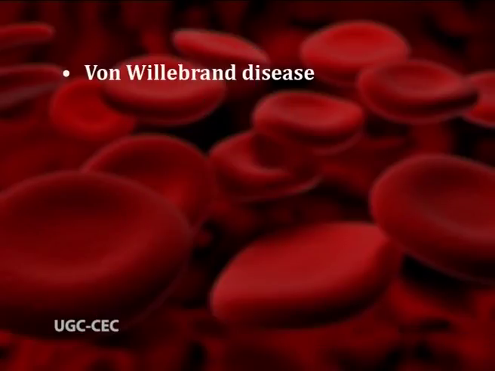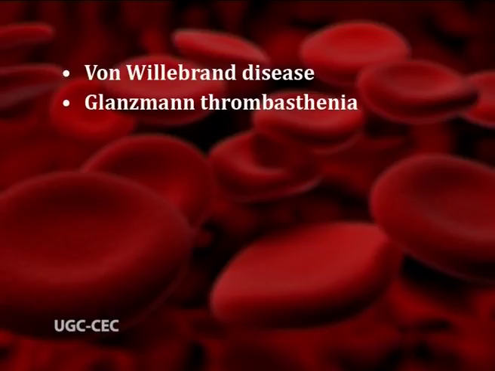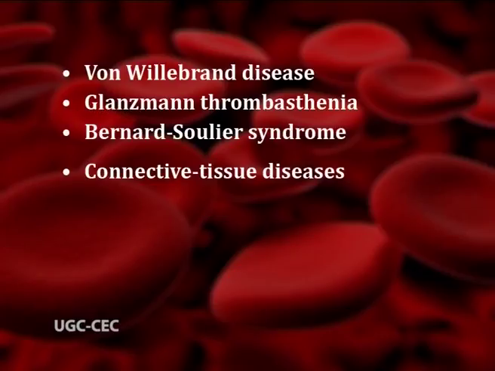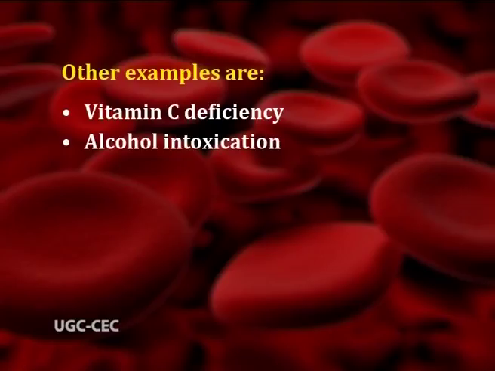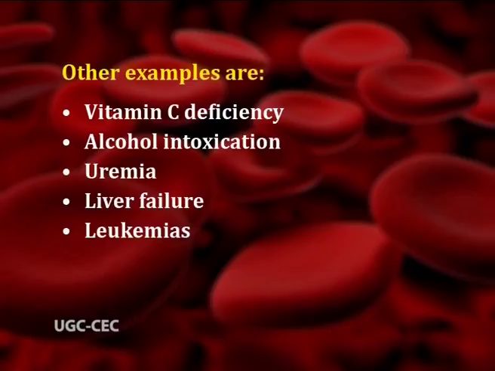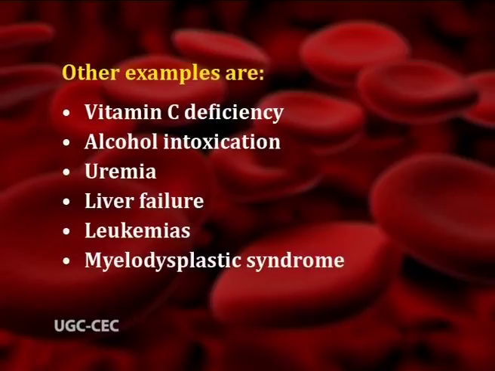Hereditary causes of abnormal bleeding time are as follows. First is von Willebrand disease, Glanzmann thrombasthenia, Bernard-Soulier syndrome, and connective tissue diseases. Some of the other examples are vitamin C deficiency, alcohol intoxication, uremia, liver failure, leukemias, myelodysplastic syndrome, amyloidosis.